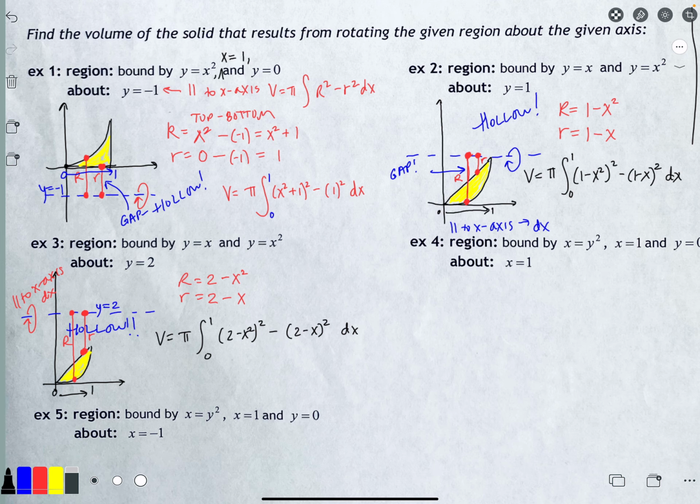All right, for number 4, I want to get rid of this last part. I just want the region bound by x equals y squared and x equals 1 about the line x equals 1. Okay, so x equals y squared is my sideways parabola. So there's my sideways parabola. x equals 1 is a vertical line, and that's actually also going to be my axis of revolution. So this is my region.